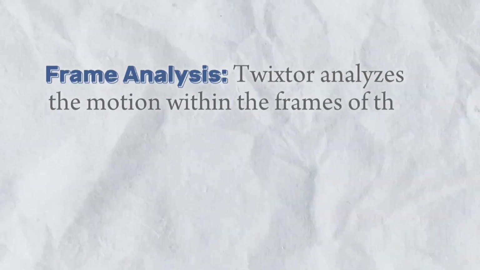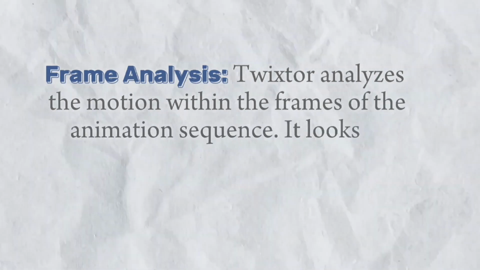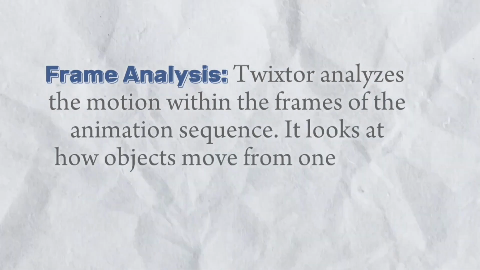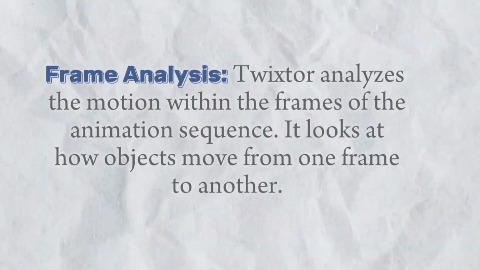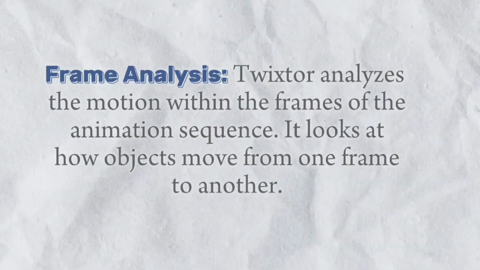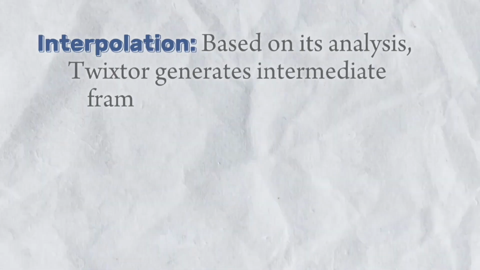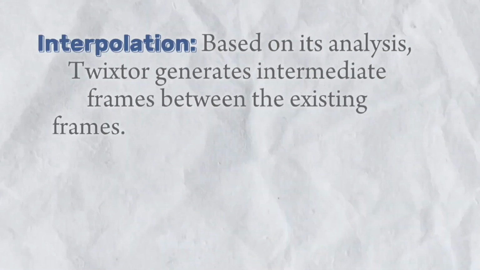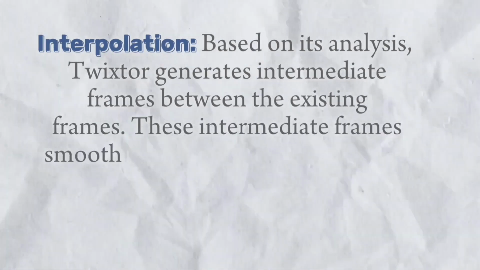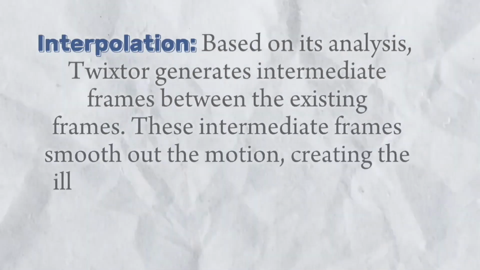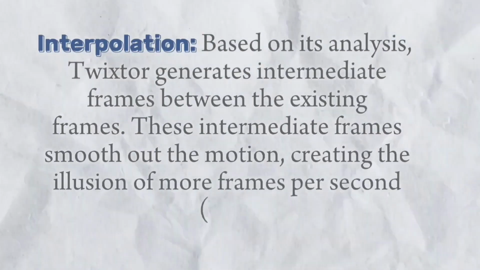Frame analysis. Twixtor analyzes the motion within the frames of the animation sequence. It looks at how objects move from one frame to another. Interpolation. Based on its analysis, Twixtor generates intermediate frames between the existing frames. These intermediate frames smooth out the motion, creating the illusion of more frames per second.